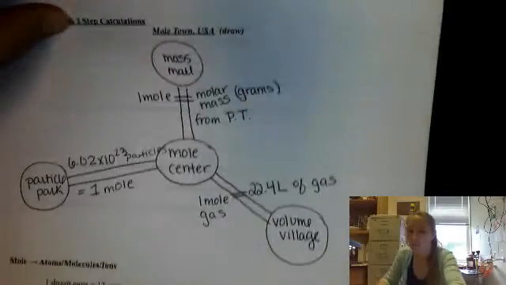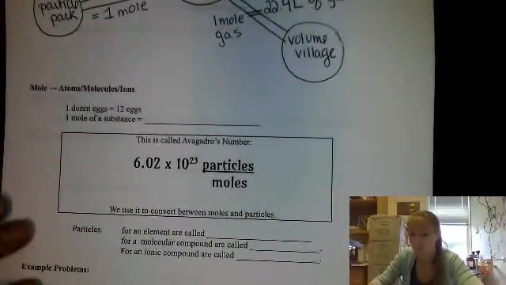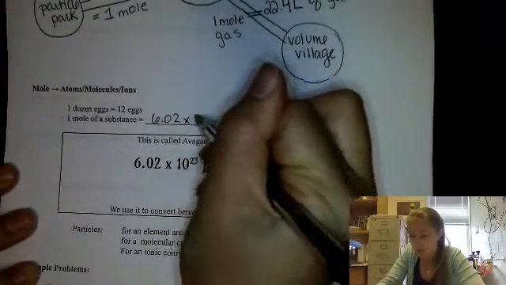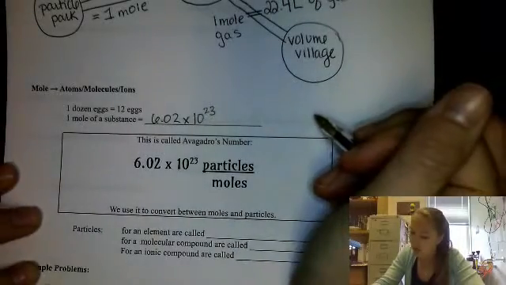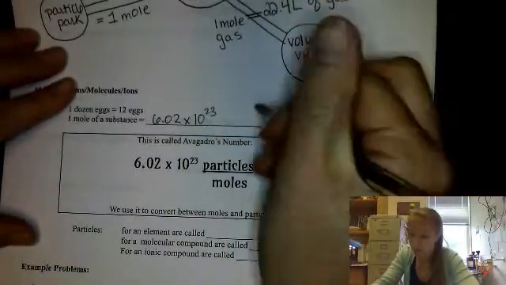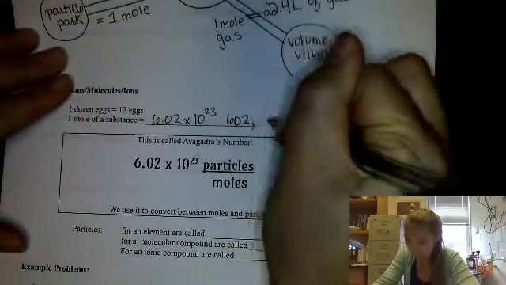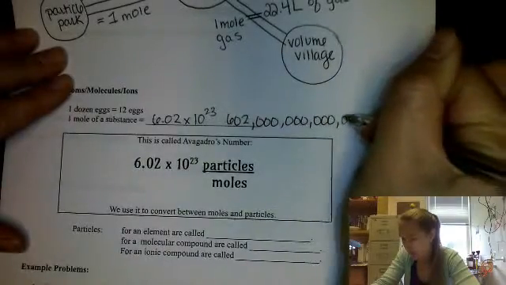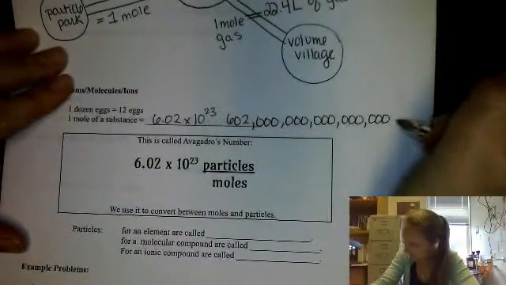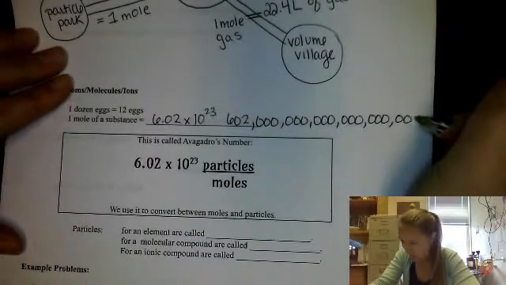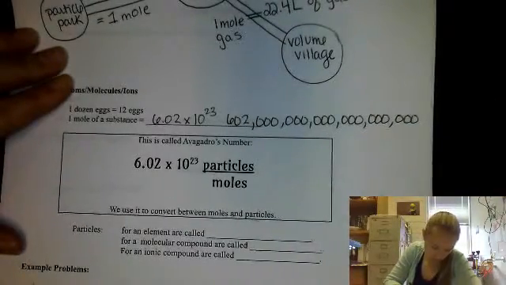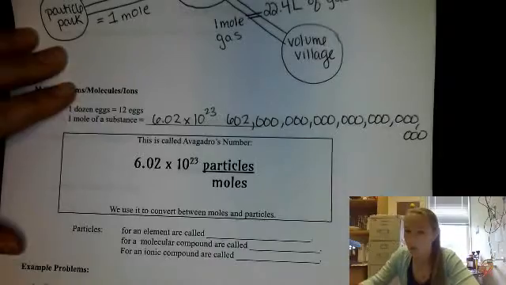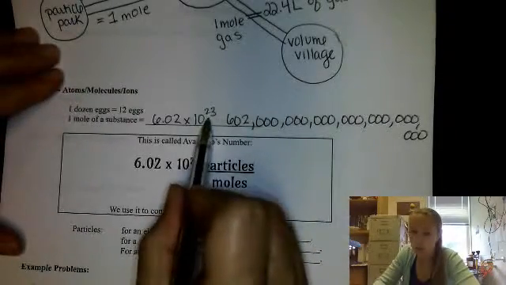So a mole is a term of measurement. Just like how a dozen is 12 eggs, a mole of a substance is equal to 6.02 times 10 to the 23rd of that substance. So it's a huge number. The number is 602 followed by 21 more digits. So it's a huge, huge number, which is why we write it in scientific notation.